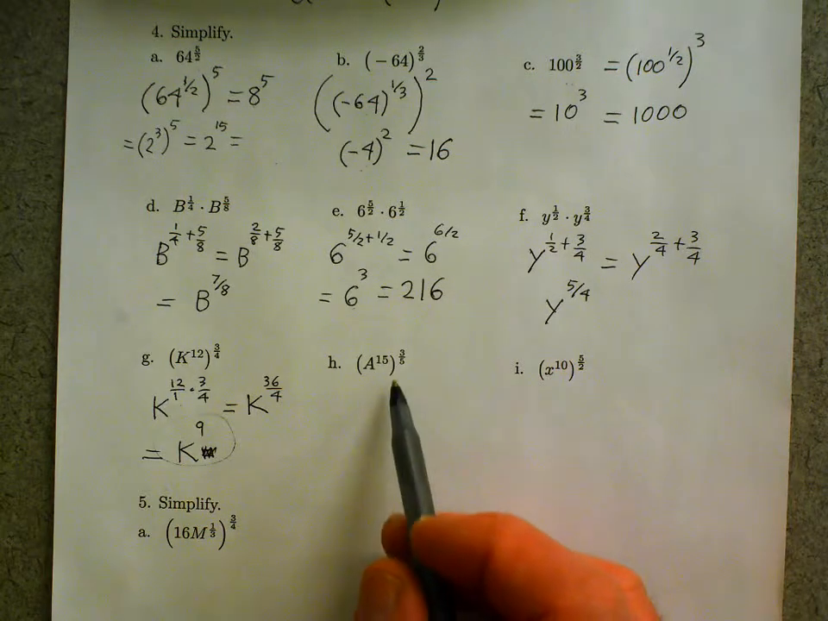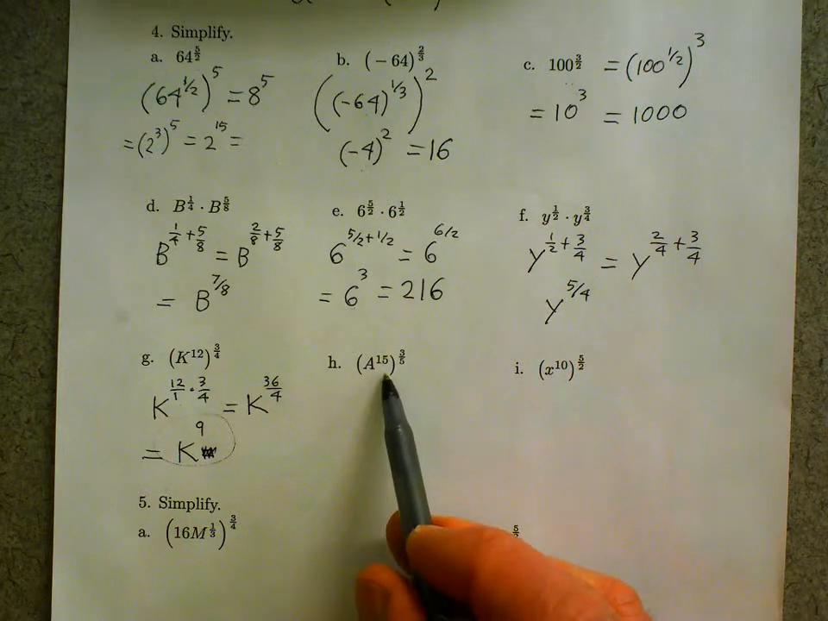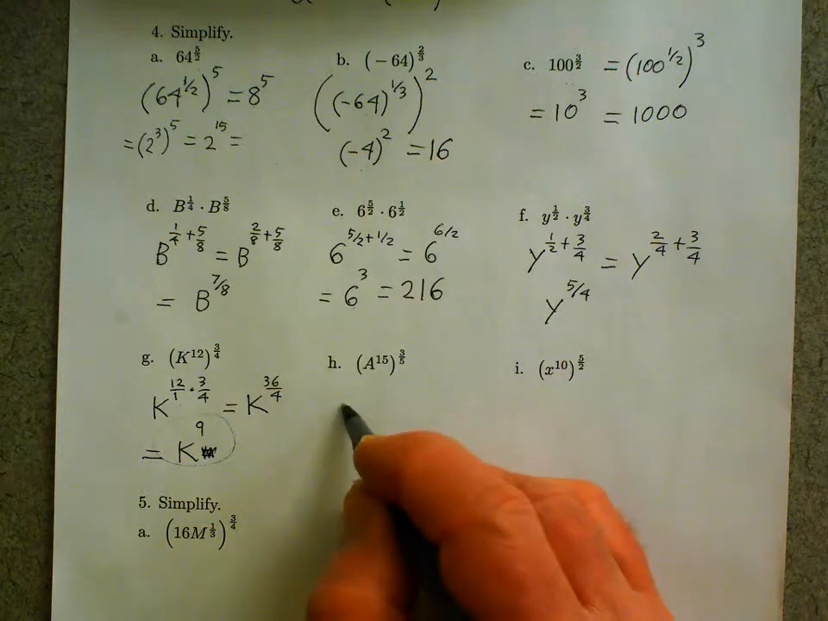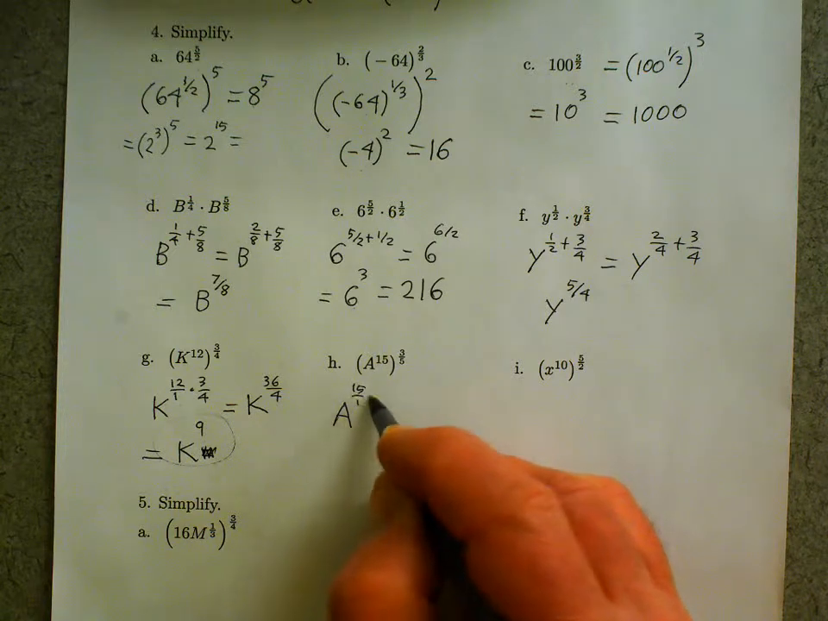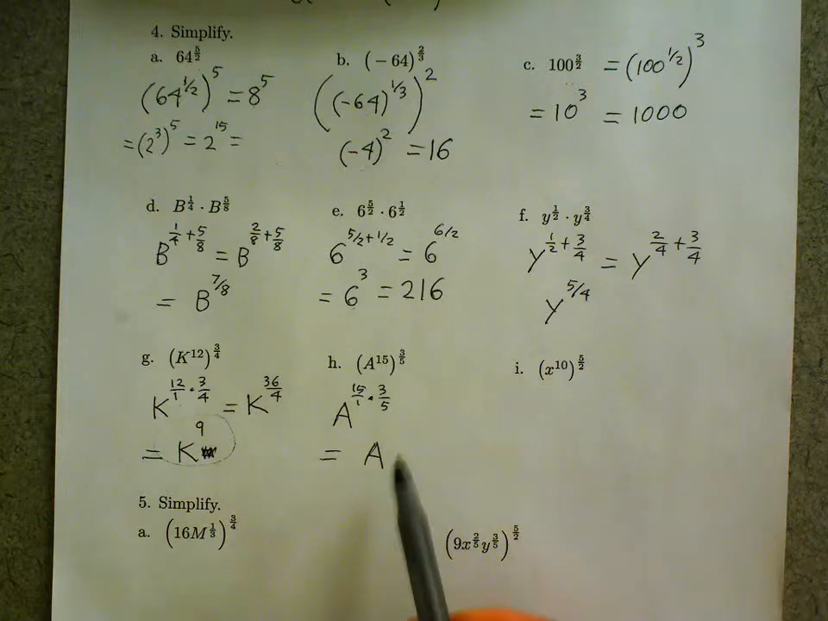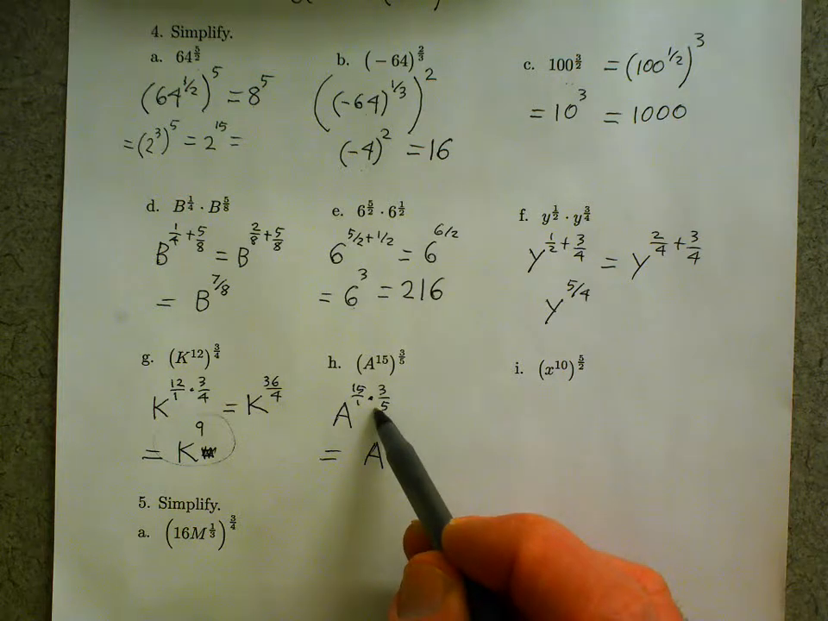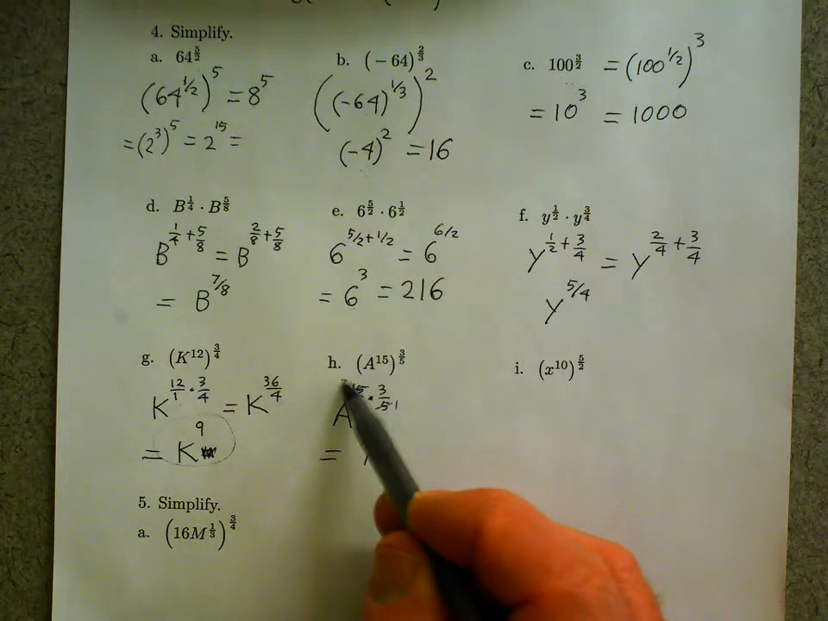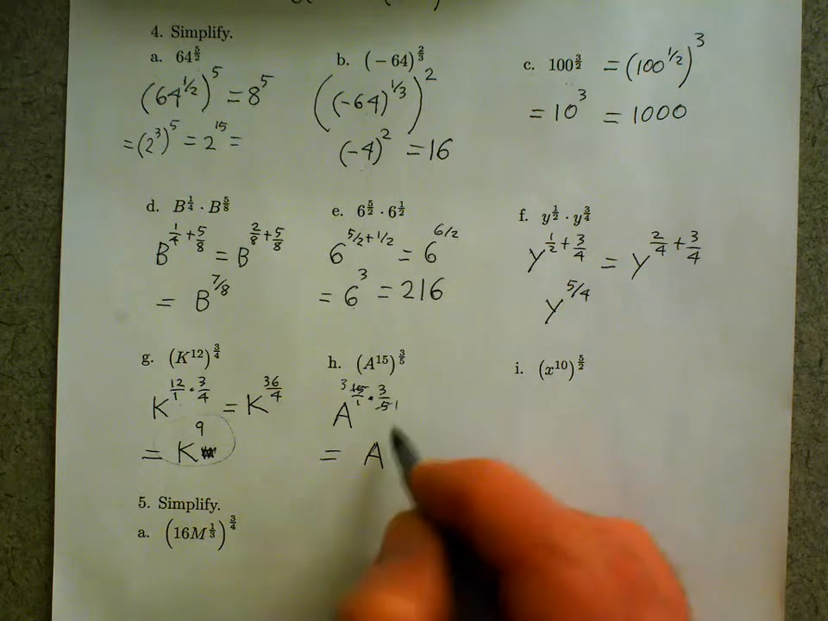All right, the next one is the same property. a to the 15th raised to the 3/5. We multiply the exponents, so a to the 15 over 1 times 3/5. Another way, instead of just multiplying the fractions, you can look for common factors that cancel. 5 goes into 5 once and into 15 3 times. So we get a to the 3 over 1 times 3 over 1, or a to the 9th.